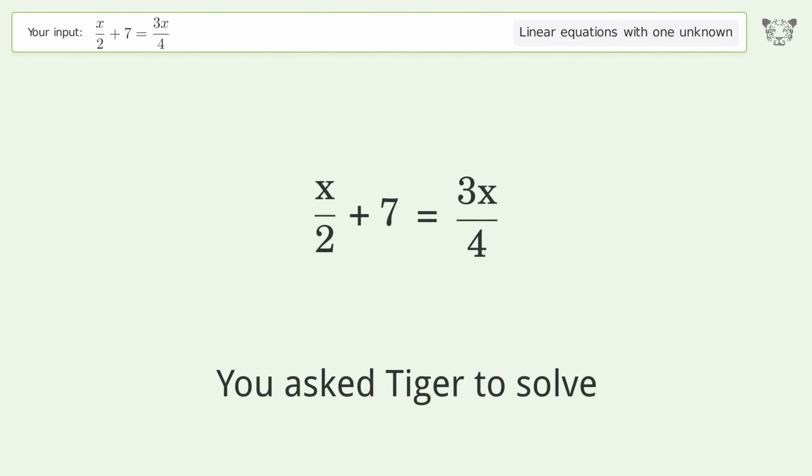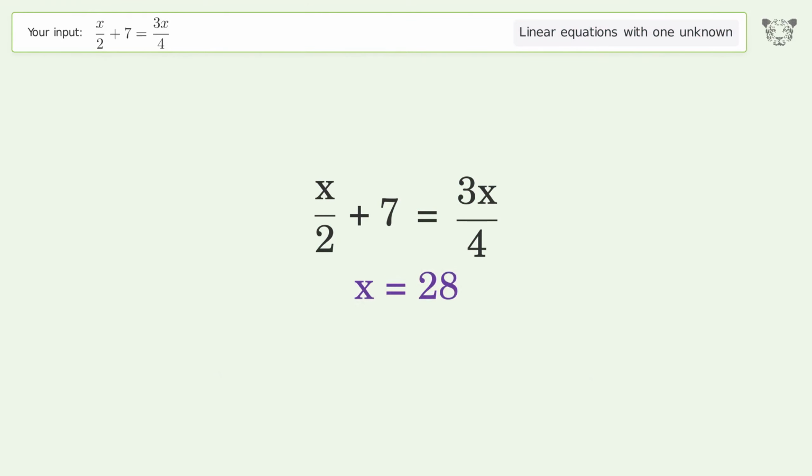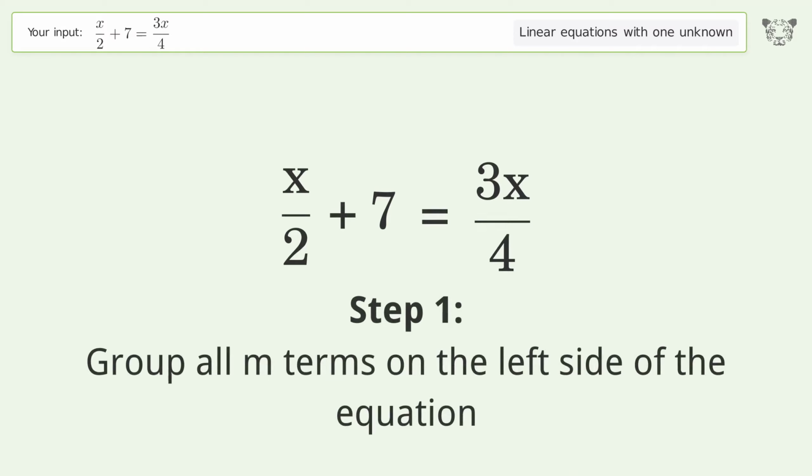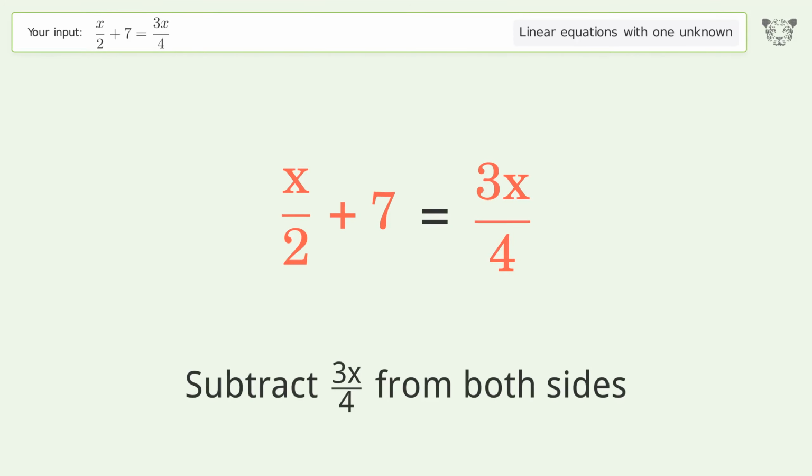You ask Tiger to solve this. This deals with linear equations with one unknown. The final result is x equals 28. Let's solve it step by step. Group all m terms on the left side of the equation. Subtract 3x over 4 from both sides.